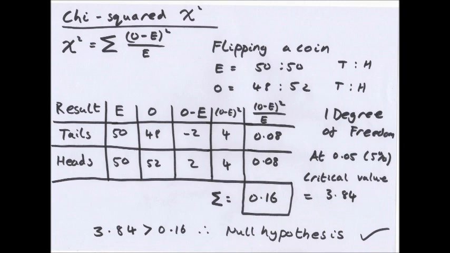So here's my table. Expected value is 50-50 for tails and heads. Observed value is 48-52. Now we do observed minus expected. 48 minus 50 is minus 2. 52 minus 50 is 2. We then square that value. Minus 2 squared is 4. 2 squared is 4. We then divide that value by the expected value. So 4 divided by 50 in both cases, and that's 0.08. We then add those two values together, 0.16. That's our value for chi-squared. 0.16 is less than 3.84, so the null hypothesis is correct, and this is down to chance. I hope that makes sense.